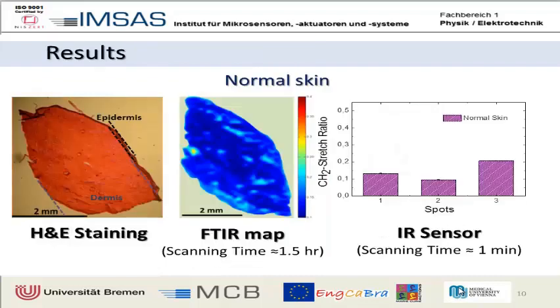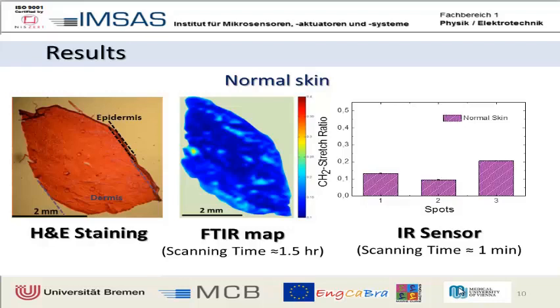So, keeping in mind how the sensing system works and how we perform the measurements, let's go over the results. Here, first, we wanted to prove the validity of the results coming out from our infrared sensor. So we wanted to compare them with the results obtained by standard histopathological analysis and by Fourier transform infrared spectroscopy, which is a very consolidated and valid infrared spectroscopic technique.